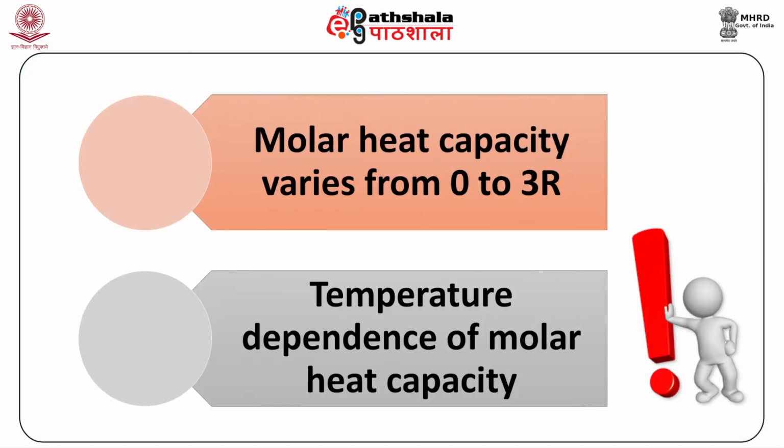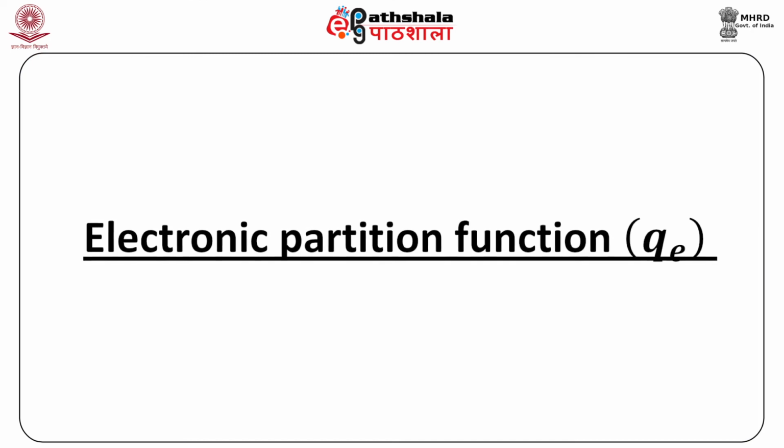Therefore, to sum up, one can say that in the Einstein theory of heat capacity of the solids, we are able to find out the range of the molar heat capacity values, and we notice that the molar heat capacity varies between 0 to 3R. 0 is the case when the temperature is very low, and 3R is the case when the temperature is very high.